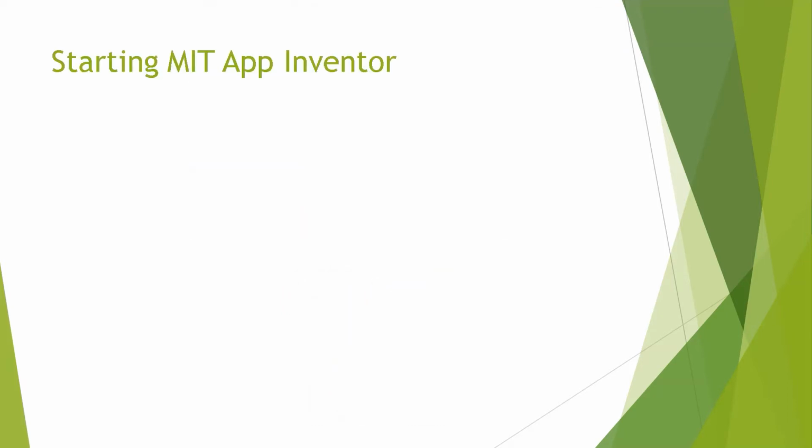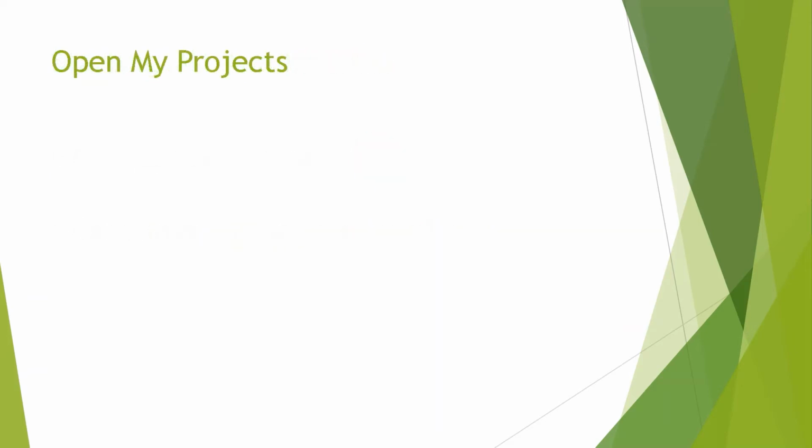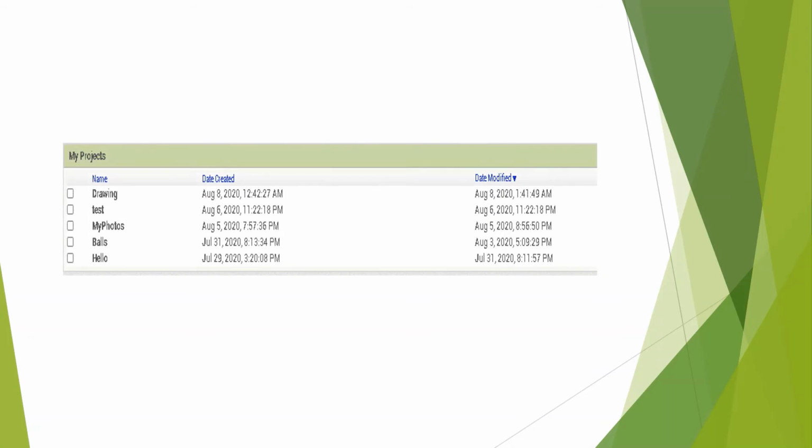Please open your browser. Open the following URL, http://ai2.appinventor.mit.edu. From MIT App Inventor home screen, select My Projects. Now you can see a list of your projects. Then click on any project. Now you can see the home of your project.